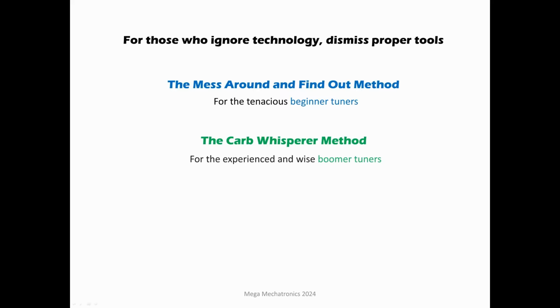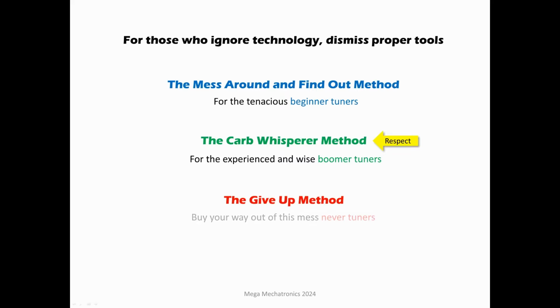The carb whisperer method here. And that's for the experienced and wise boomer tuners, or people who learned from the experienced and wise boomer tuners. And this is what you're going to see in a lot of the automotive carburetor areas. And this is that exception to those rules where I was saying all the professional tuners use a wideband sensor. This is that exception right here. And they deserve great respect that they put in the time and they're using their senses. They're using logic and reasoning and strong inferences of what's going on. They can get away without using an oxygen sensor or an EGT.